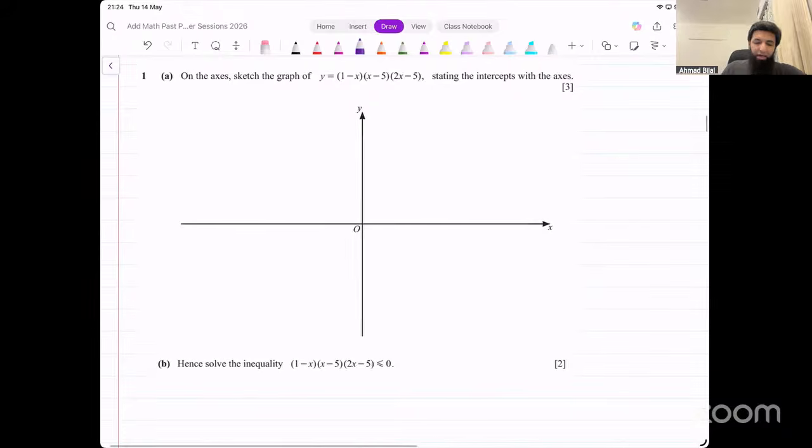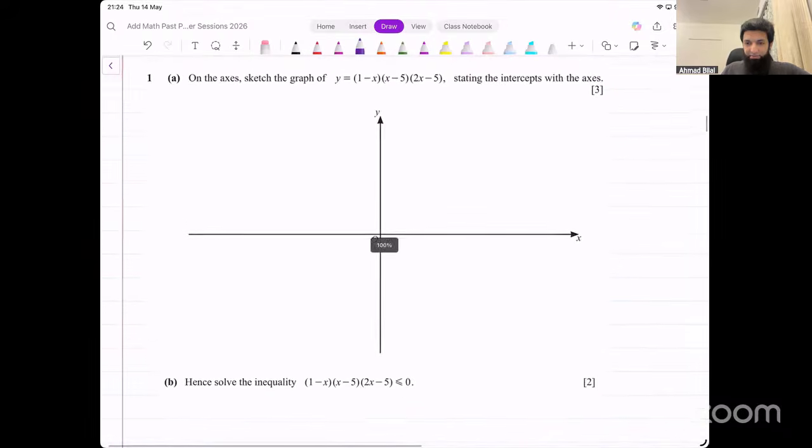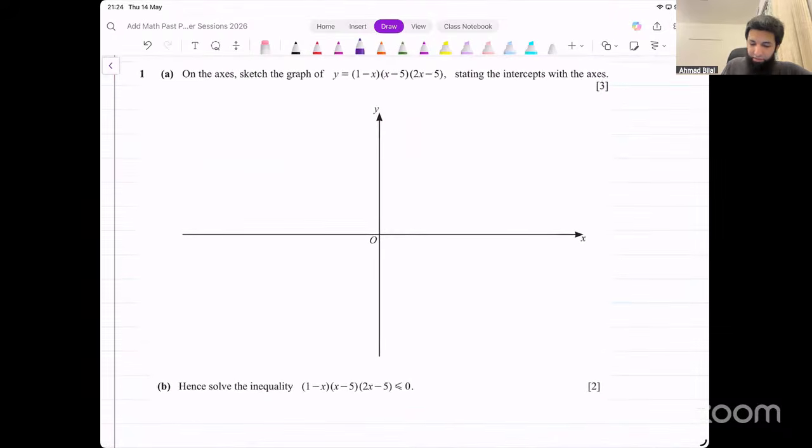Okay. Now they're saying on the axes, sketch the graph of this function stating the intercepts with the axes. Now it's a cubic function. You've got three x terms multiplying. What are the possible shapes of cubic functions? You can have something like this. You can have something like this.